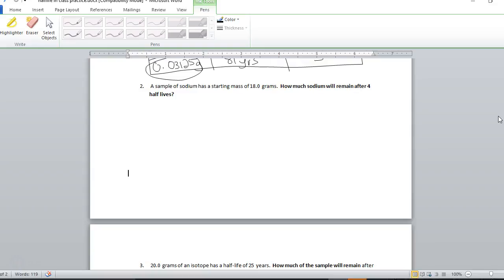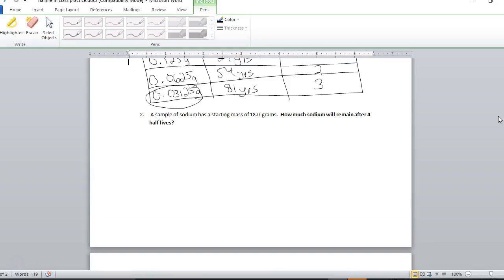All right, now let's do one, or maybe you're not a big fan of setting up a chart like that. You can do the same thing, just a little more free-flowing. So a sample of sodium has a starting mass of 18 grams. How much sodium will remain after 4 half-lives? Every time it goes through a half-life, you divide by 2. So 4 half-lives means you're going to divide by 2 four times. So if you have 18 grams, we're going to divide that by 2 four times.